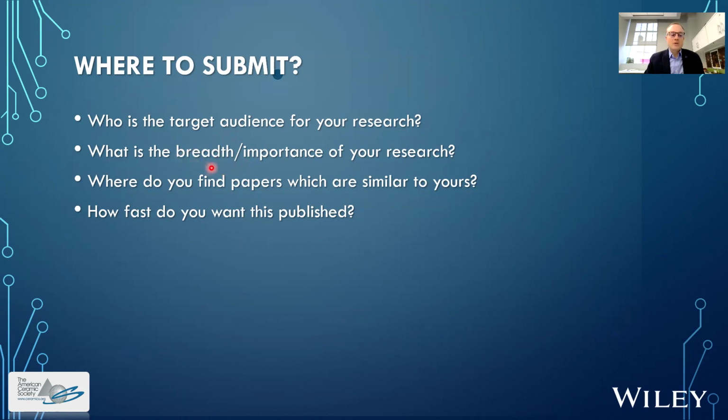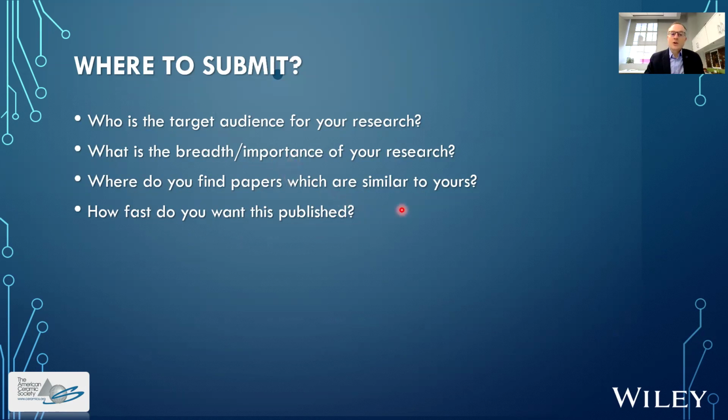Another key question is what is the breadth or the importance of your research? If you've got a paper that has a really broad applicability, you'll probably want to target a journal that has a very broad readership. If your paper is very specific, then it's totally fine to choose a journal that has a more specific or more narrowly focused readership. Also, with respect to the importance, some journals are specifically higher impact journals that want to publish higher impact or more important science. Other journals are totally fine with incremental types of research.